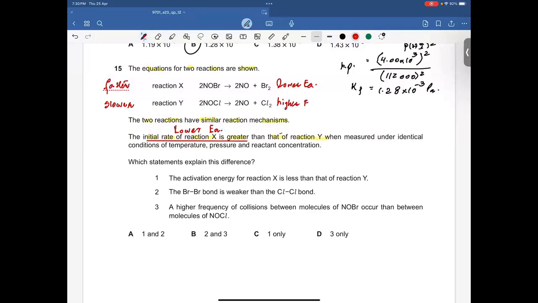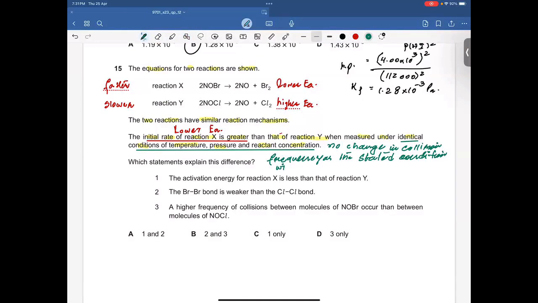When measured under identical conditions of temperature, pressure, and concentration, if we are using identical conditions for all the factors, it means there will be no change in collision frequency, as the stated conditions will remain the same throughout the experiment.